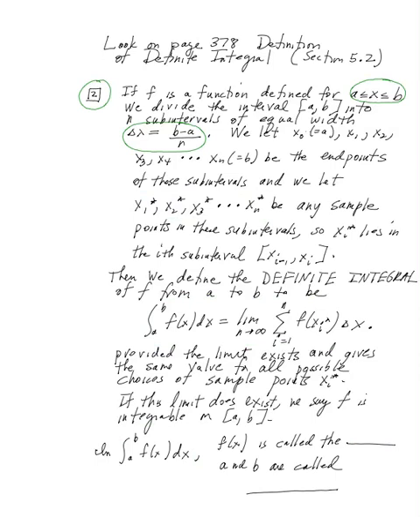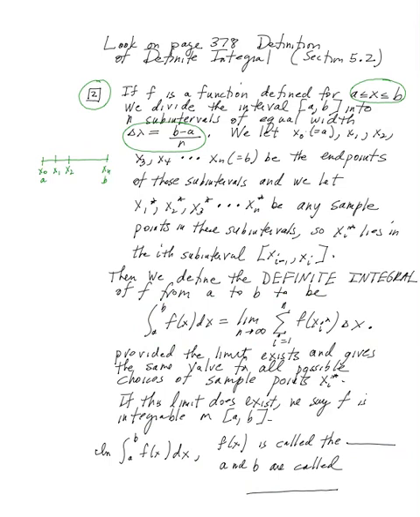We let x0, x1, x2, x3, x4, xn, by the way, x sub 0, remember, x sub 0 is a, x sub n is b, and we let these tick marks be the endpoints of these subintervals of equal width.